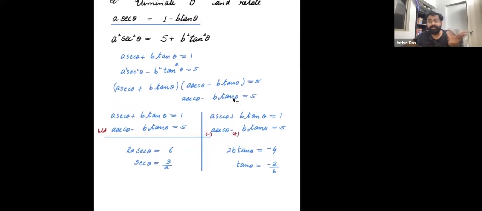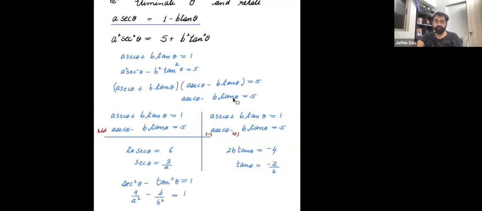Now how to eliminate theta? There is the sec and tan identity. So sec square minus tan square is 1. So 9 by a square minus 4 by b square is 1.